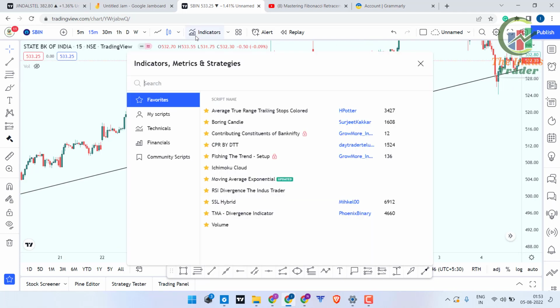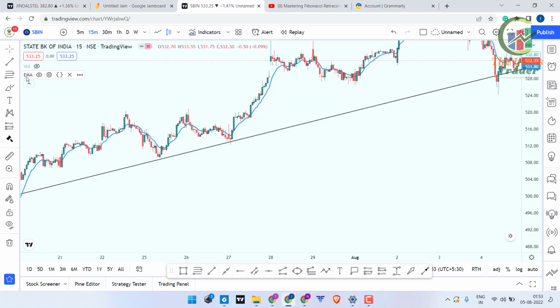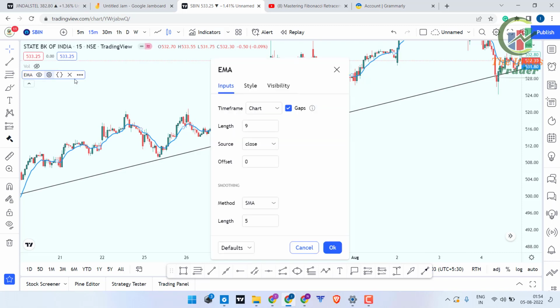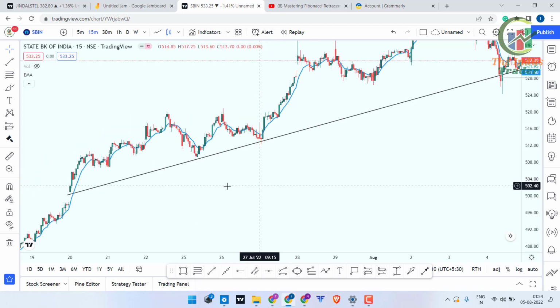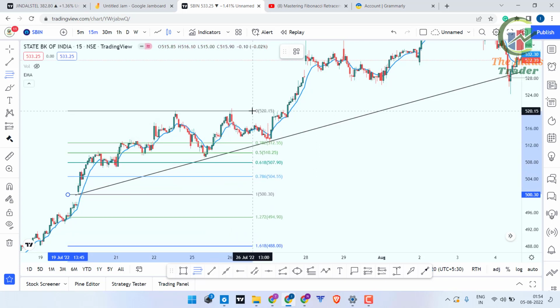Go to the indicator tab and search EMA, moving average exponential. Once you search that, just keep the mouse here and you will get a gear icon, which is settings, and there you set the length as 9 and simply click OK. Just a recap, see again the same with both of these. You will come to know what probability is. Simple, let's apply this.